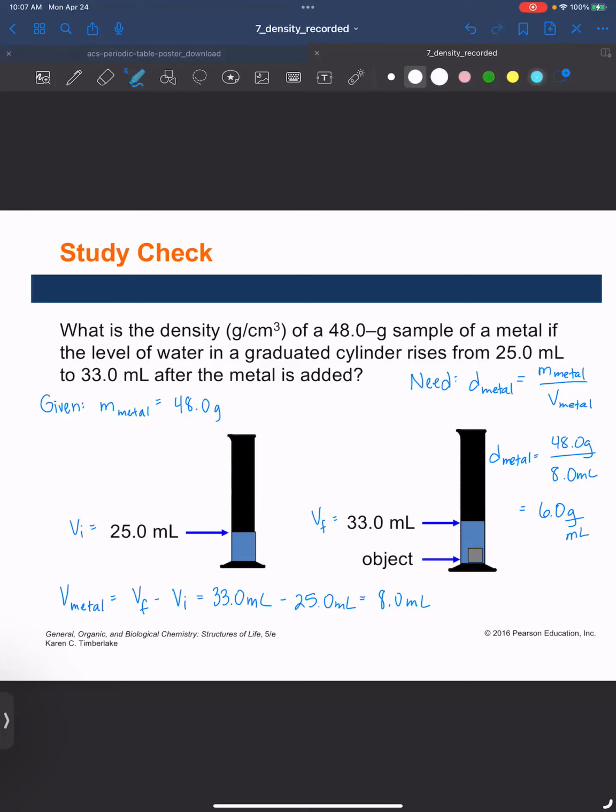So remember, units for density are either grams per milliliter or grams per cubic centimeter. And so right now I have it in grams per milliliter, but just remember that 1 milliliter is equal to 1 cubic centimeter. And so basically 6 grams per milliliter is the same thing as 6 grams per cubic centimeter. And these are the units we use for densities of solids and densities of liquids.